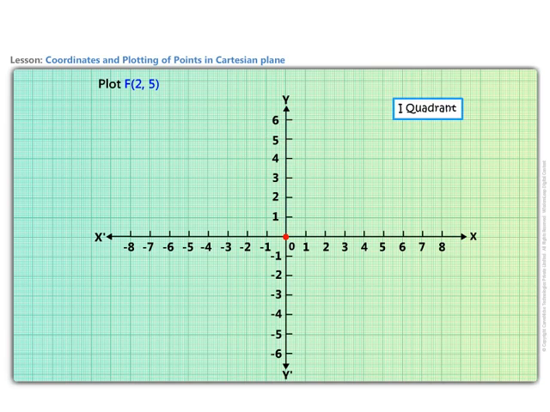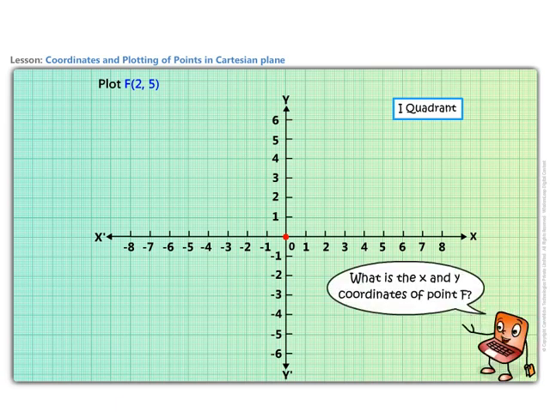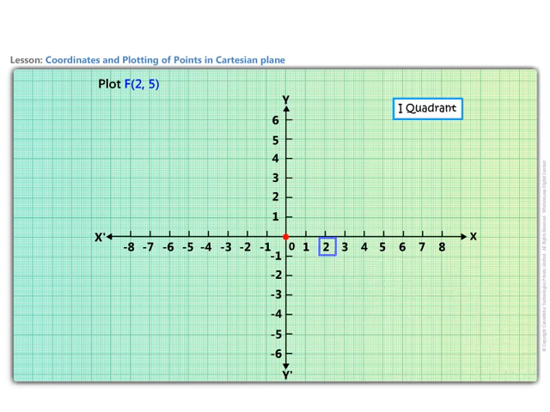Let us now locate the point F (2, 5). We know that the point is represented by (x, y). What are the x and y coordinates of point F? The x coordinate is 2 and the y coordinate is 5. Let us start with the origin (0, 0). To locate point (2, 5), we first look at the x coordinate. Since the x coordinate is 2, count 2 units on the positive x-axis and mark the point as A.